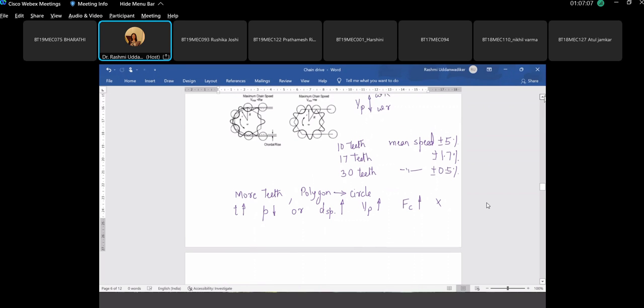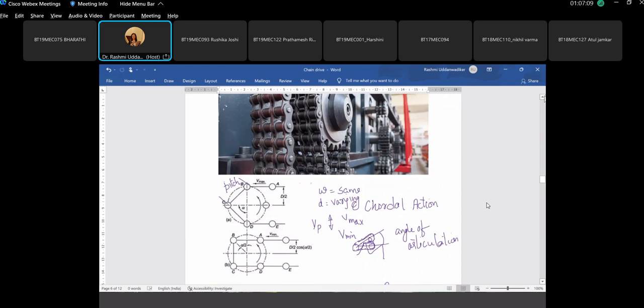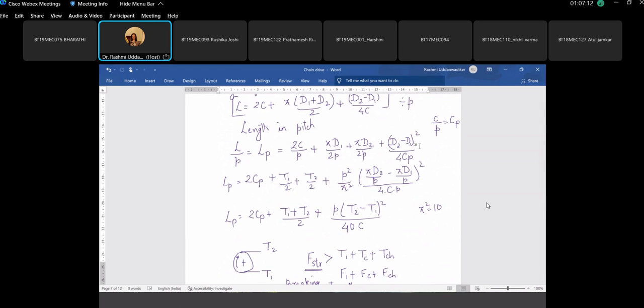Length in pitches, Lp, is L by P. Center in terms of pitch is C by P. This C by P we are writing as Cp. So this would be a number like 30, 40, 45. L by P would be an integral number. This will not come out to be a decimal. So here this Cp is 40. Similarly, C upon P, you write down as Cp, which you take as 30, 40, 50. Or you take 635 and again divide by the pitch to get 40.